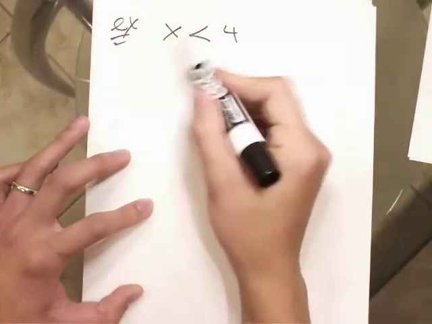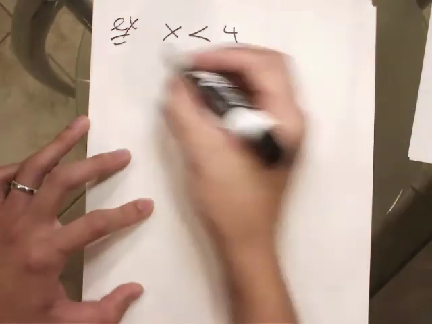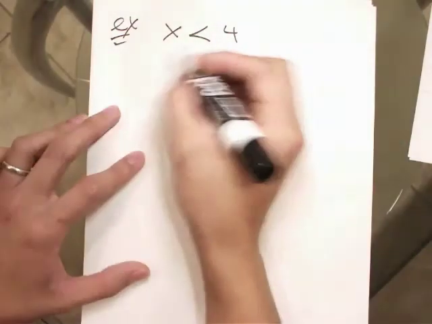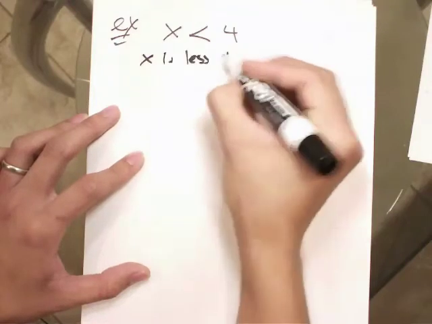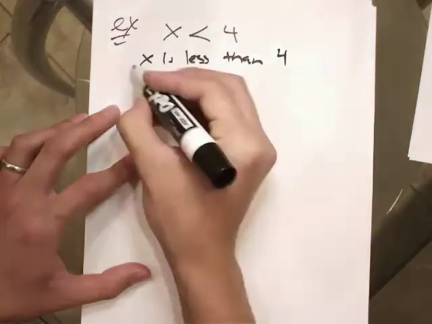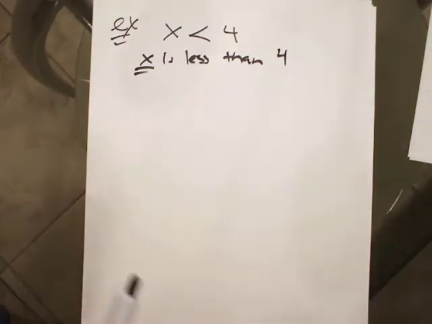x is any value, any number. So, ideally, I really encourage you to write it out in a phrase: x is less than 4. You know that anything that's less than 4 has to be on the left-hand side of it. So, for example, 3, 2, 1, 0, all the negative numbers will be less than 4, right?